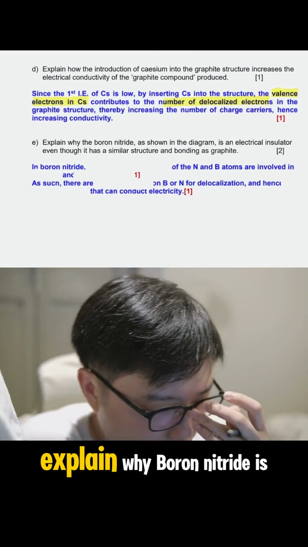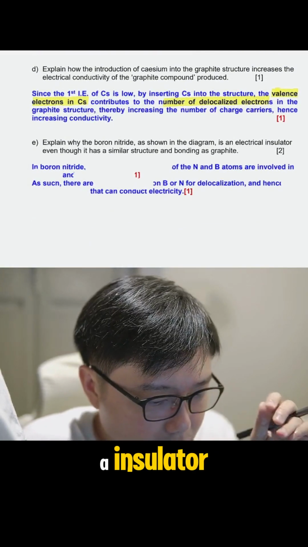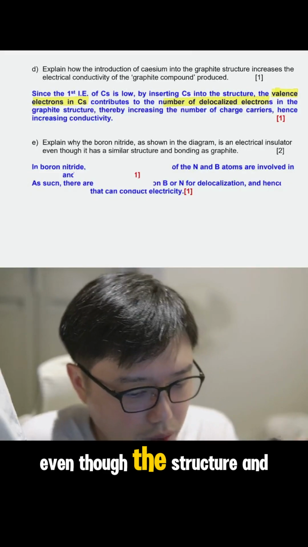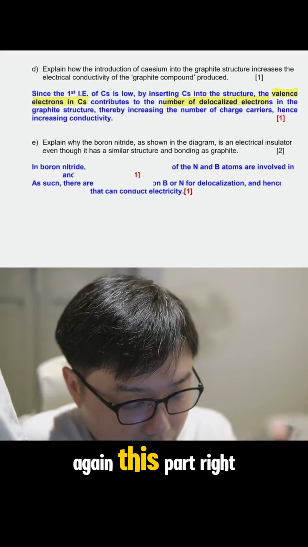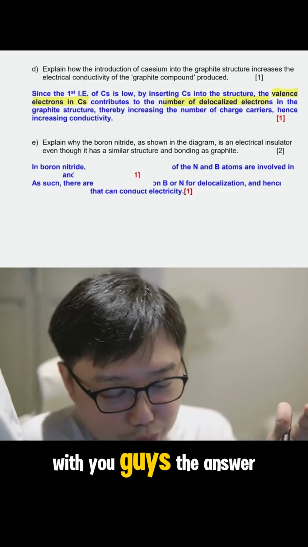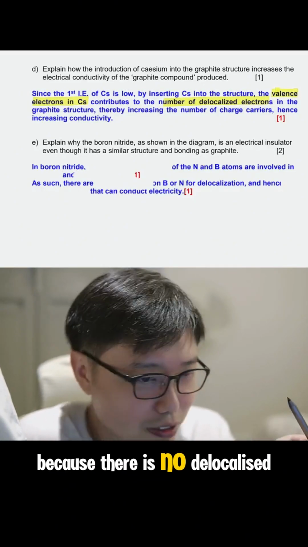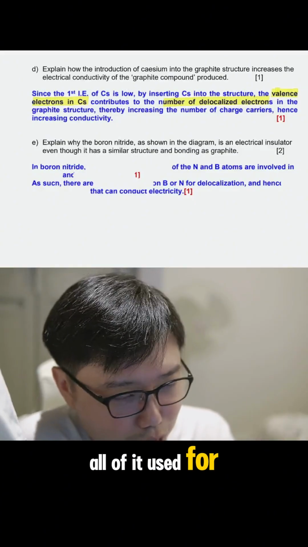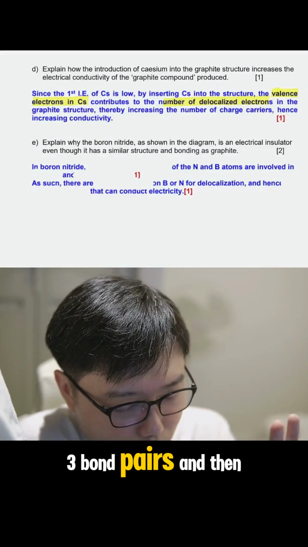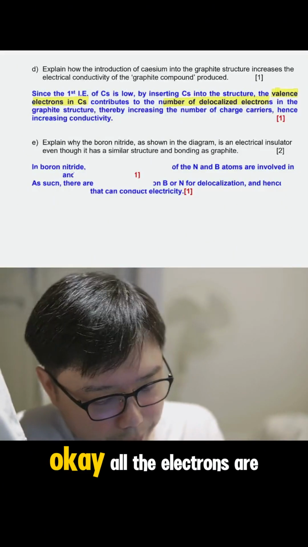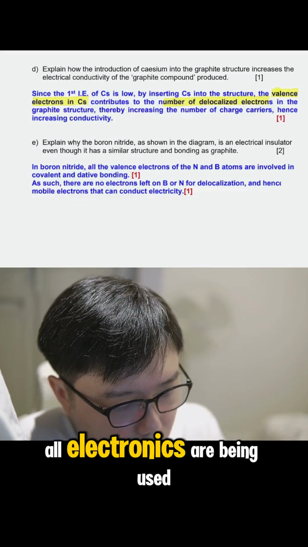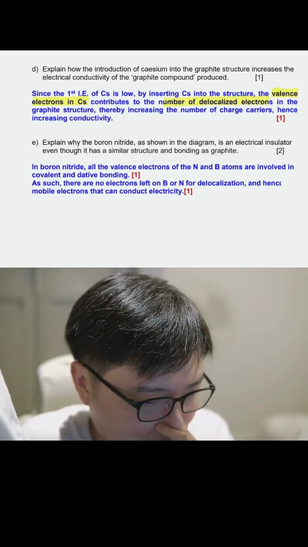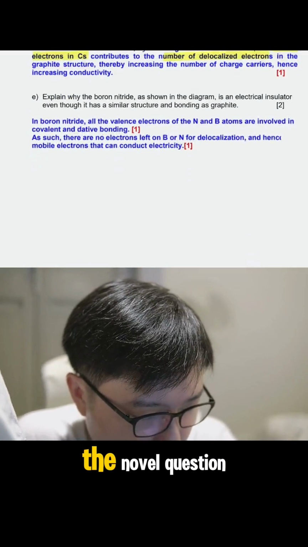Okay, last question. Explain why boron nitride is an insulator, even though the structure and bonding is similar to graphite. Again, this part, right, I think I already shared with you guys the answer. Because there is no delocalized electron. All of it is used for bonding. Three bond pairs and then 1 dative bond. Okay, all the electrons are being used up. So that's it for the novel question.